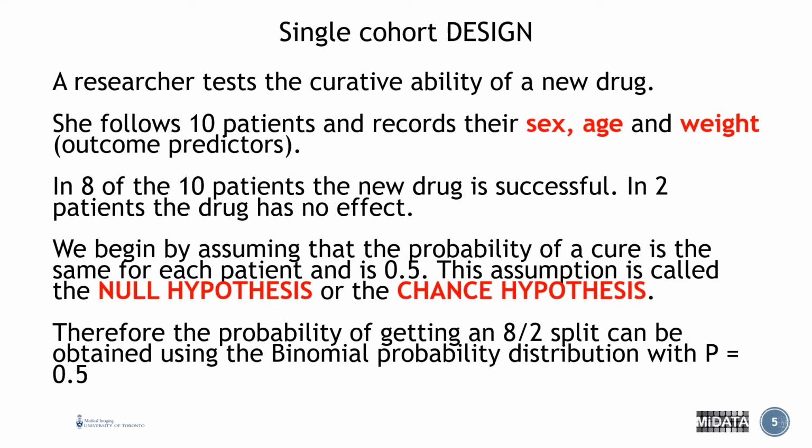So we begin by assuming that the probability of a cure is the same for each patient and is actually 0.5, so an equal chance of successful or not successful. This assumption is called the null hypothesis or the chance hypothesis, and we're going to talk about this a lot in the coming slides. Therefore, the probability of getting an 8-2 split that this researcher observed can be obtained using the binomial probability distribution, and you could calculate it by hand using the equation that we used in the previous slides. And in this case, P, as we've stated, is equal to 0.5.